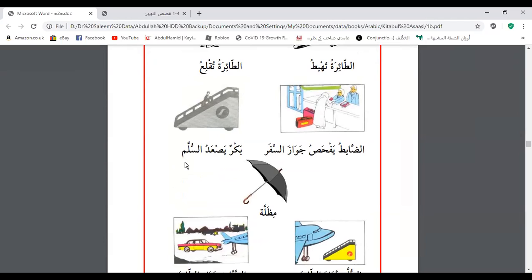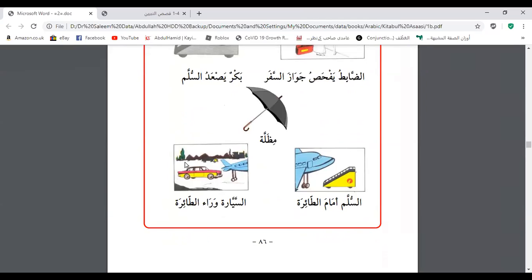الضابط يفحص جواز السفر. The officer is checking the passport. جواز السفر مضاف مضاف إليه. بكر يصعد السلم. بكر is climbing the stairs.